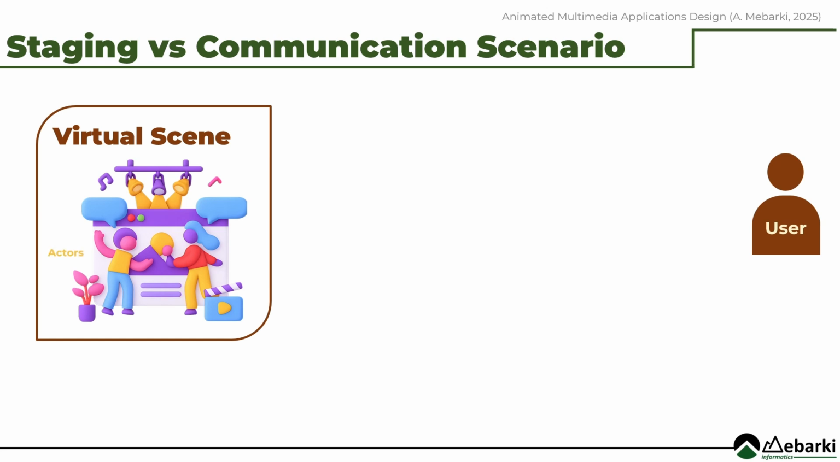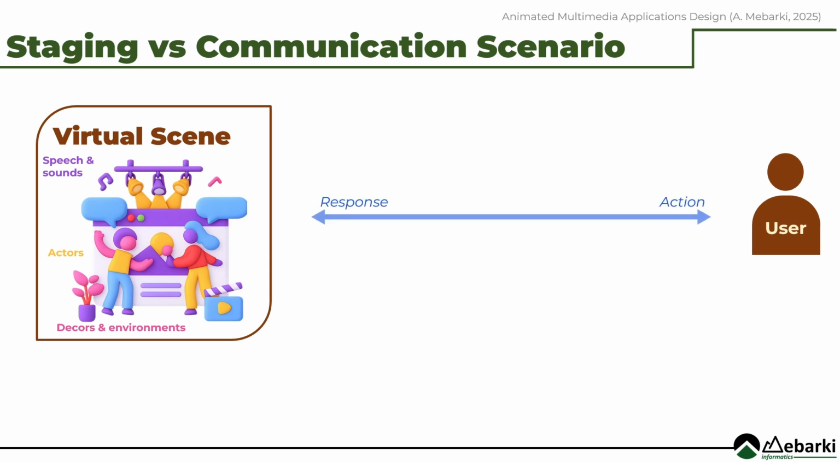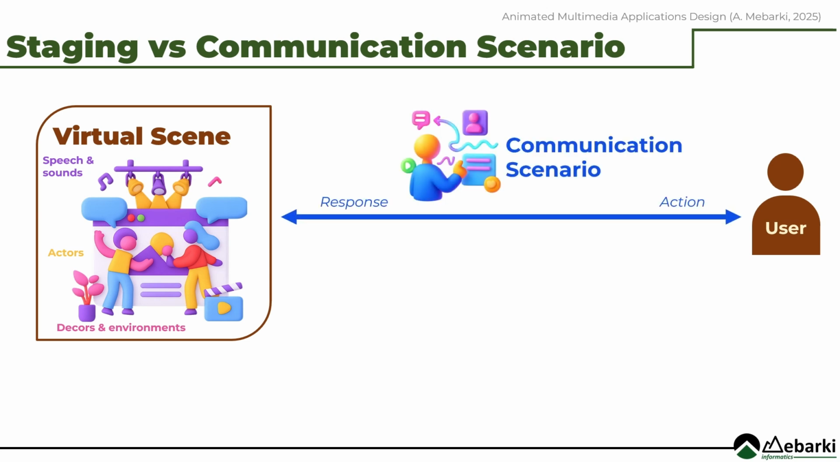Actors, the graphical or animated entities that perform actions or convey messages. Speech and sounds, the dialogues, narrations, or audio effects that support understanding and emotion. Decors and environments, the visual or spatial settings in which the action takes place. This scenario answers the question, what does the user see, hear, and experience as part of the story or the information being conveyed? The communication scenario describes the dynamic exchange of actions and feedback between the user and the application.